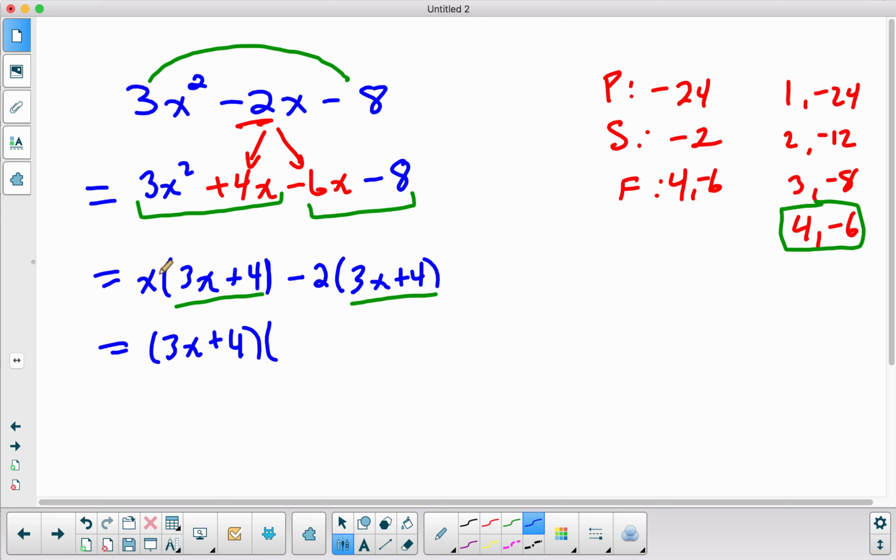And 3x plus 4 is being multiplied by x in that first term and by negative 2 in the second term. And I want you to notice too that this is exactly what we're looking for. We're looking for the numbers inside the brackets in this first term to be the same as the numbers inside the brackets in the second term. All right, and that becomes your common factor.